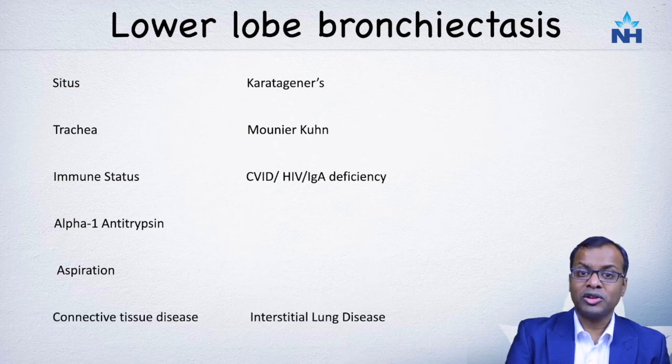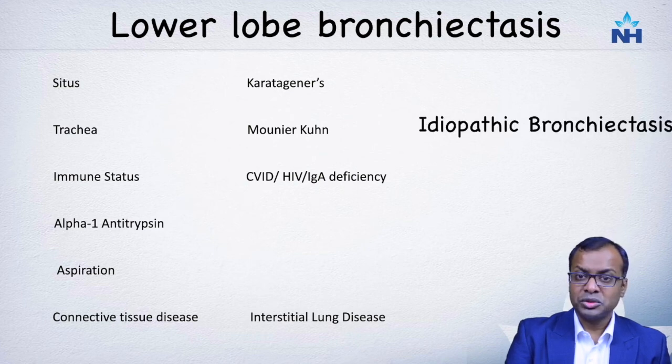You also look for connective tissue diseases to make sure that there is no associated interstitial lung disease. So this is the differential diagnosis that you have to deal with whenever you're looking at lower lobe bronchiectasis. Once you do not find any of the causes, then you may entertain the diagnosis of an idiopathic bronchiectasis. But more often than not, we do find a cause of bronchiectasis.